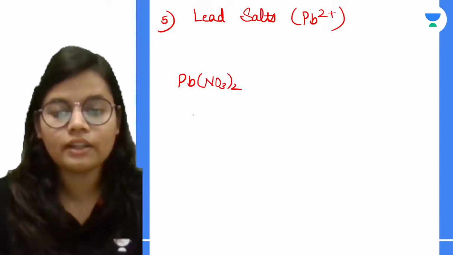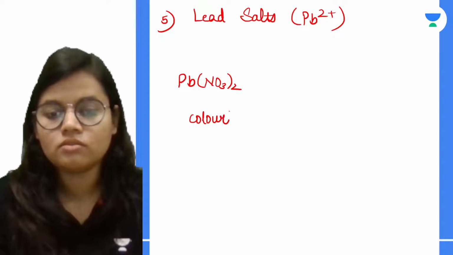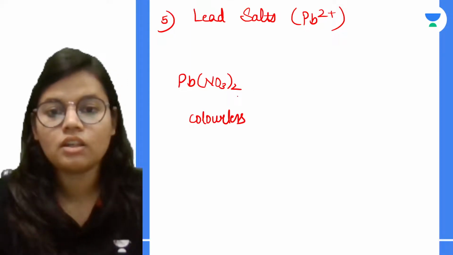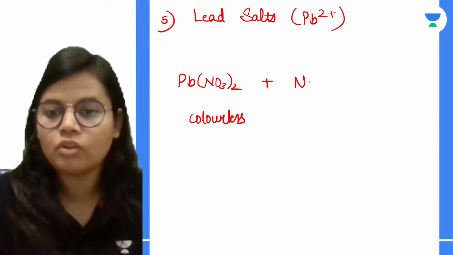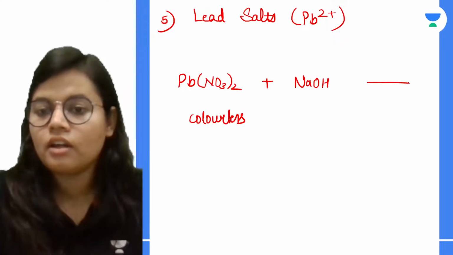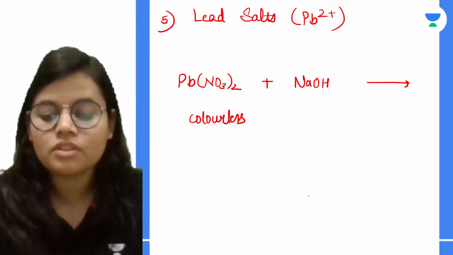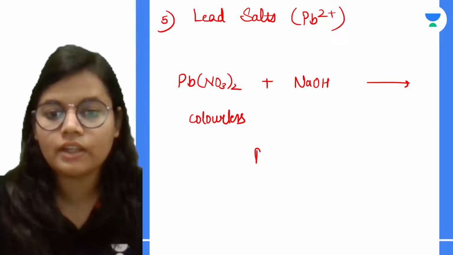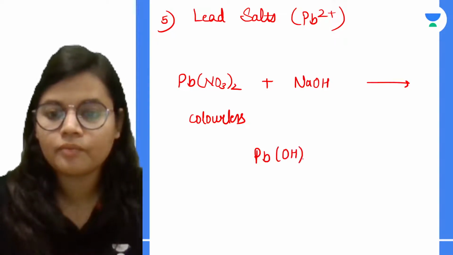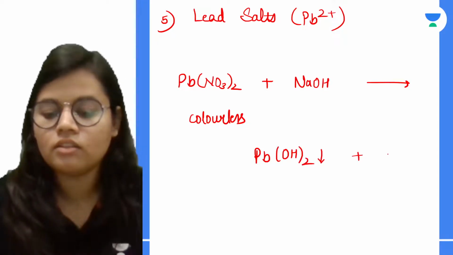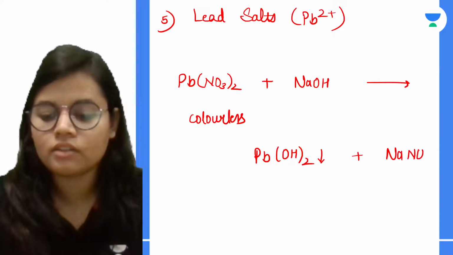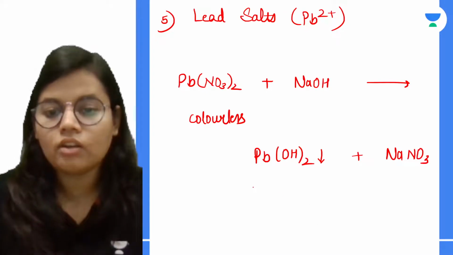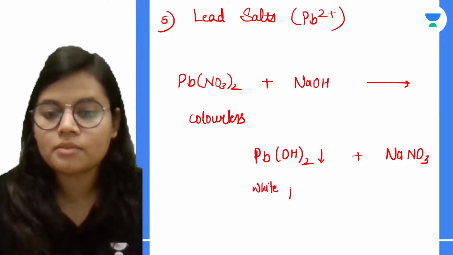The color of lead nitrate is nothing, colorless. And we are having sodium hydroxide again. It goes for a double decomposition reaction, and what do we get? We get lead hydroxide and sodium nitrate. Now this is again a white precipitate.